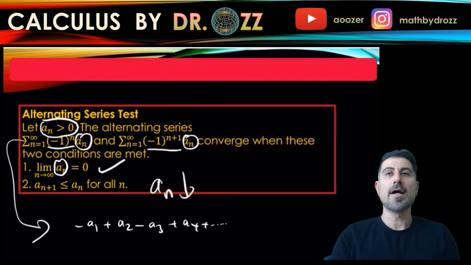In the first condition, we're going to prove that the limit is 0. In the second one, we're going to prove that a_n decreases for all n. Then we can go back and say that the alternating series converges.